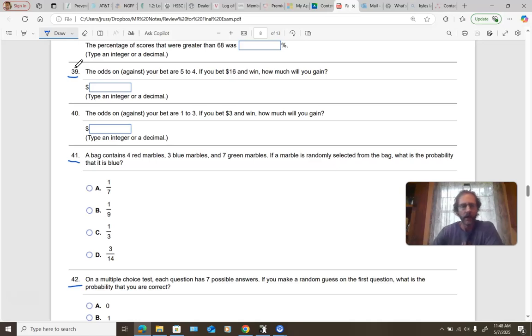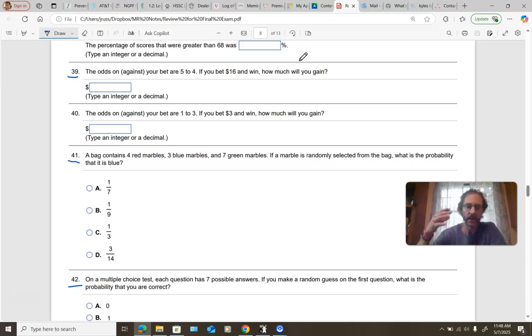So this was over probability, okay? This is dealing with odds. If you recall, that means the odds against some event happening are 4 to 5, okay? And so if you bet $16, how much are you going to win? Or how much are you going to gain?